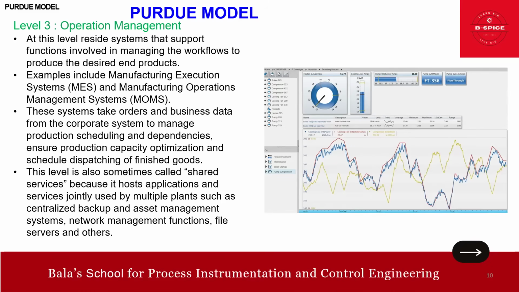To just add on, friends, among the pillar systems hosted at this level is a plant information management system. You may know it, right? PIMS, also known as a historian. This shows the graphical user interface of one of the most widely used historian software. We call it OSIsoft PI. So this is a typical example of operation management.